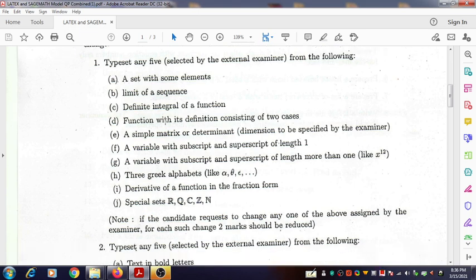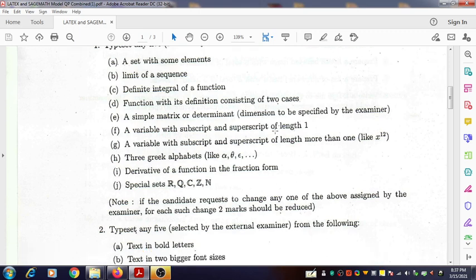Next question is a function with its definition consisting of 2 cases. That means it's a split function. 2 sections will be there for that function. It's not a single expression function. There will be 2 or more parts for that function. Then a symbol matrix or a determinant. Next question is displaying a matrix or determinant, with dimension to be specified by the examiner.